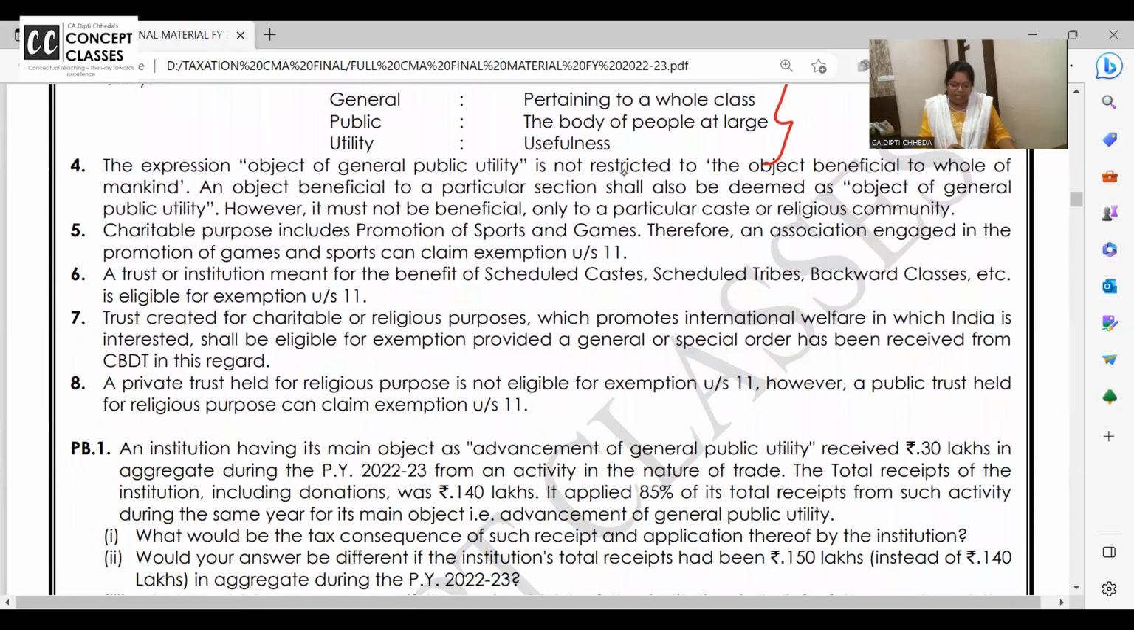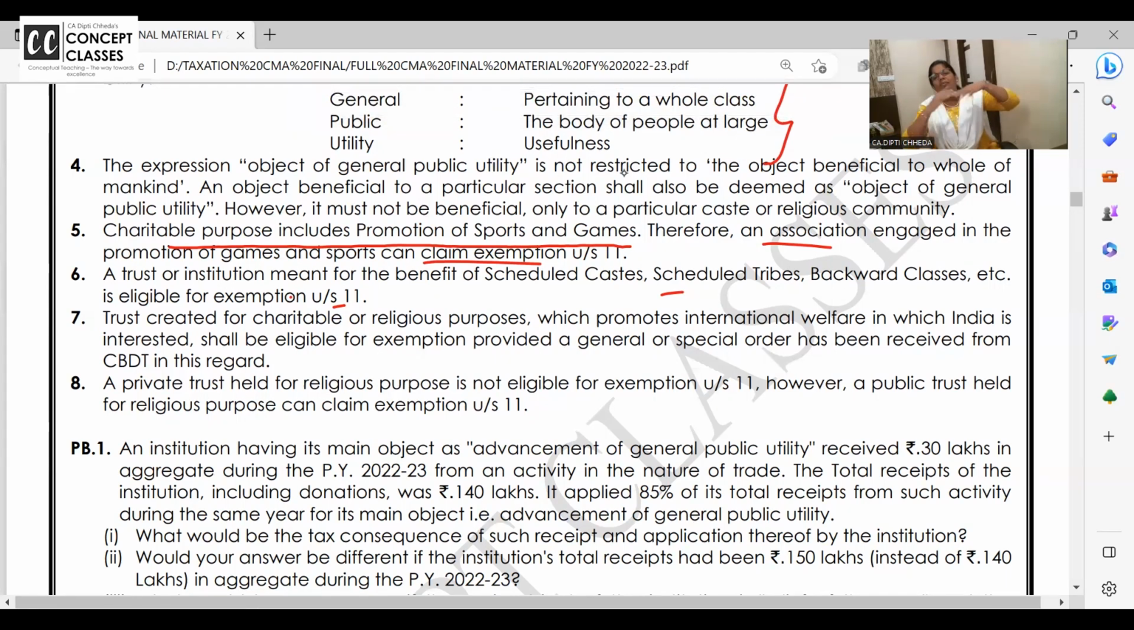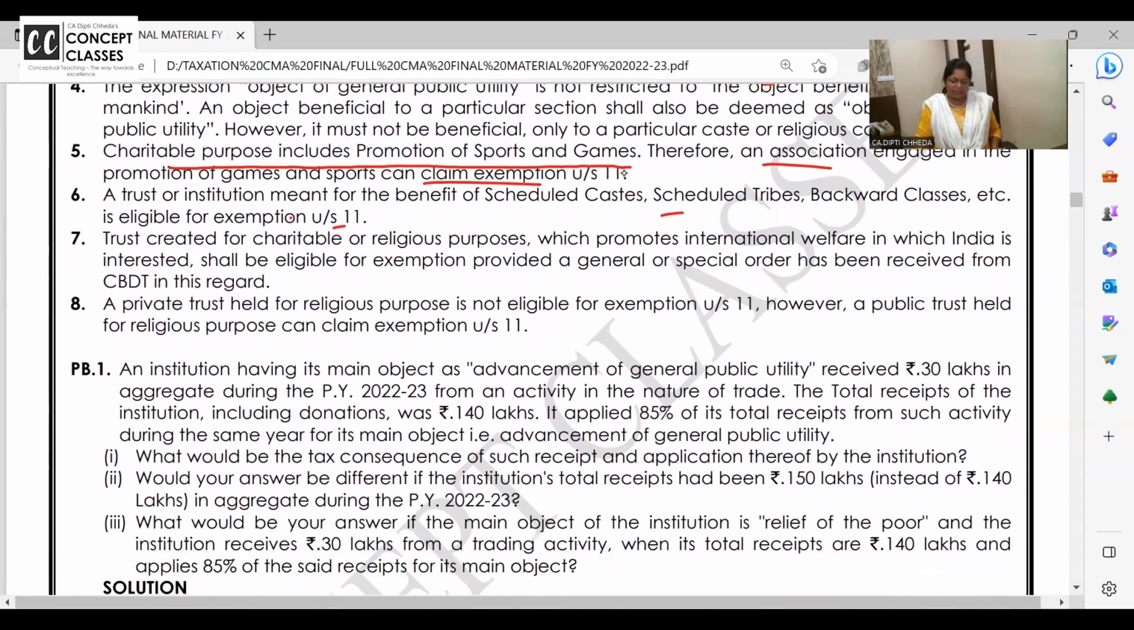Okay? Charitable purpose also includes promotion of games and sports. In Hyderabad, we have YMCA, Narayanguda and Secunderabad, where children can come and learn karate and different sports like volleyball, basketball. All these activities are exempt. A trust meant for the benefit of scheduled caste, scheduled tribe, backward classes, yes, it is eligible. You can't say it is for a particular caste and creed, but if it's very broad, then it is allowed.